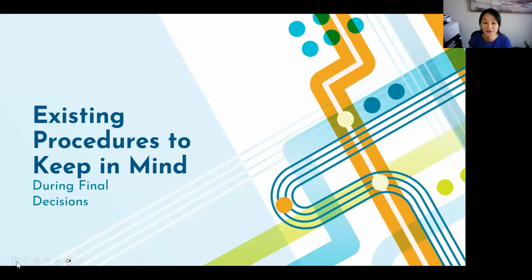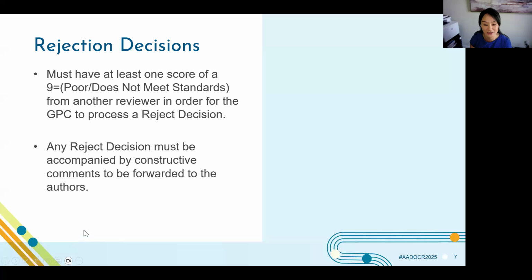Okay, so we're going to get to the next slide. During the final decision, let's say we got the proposal in and did the review, we want to consider a few things. One is whether we accept or reject this abstract or proposal for the annual planning committee. We do need to have at least one score of 9 to reject the abstract.